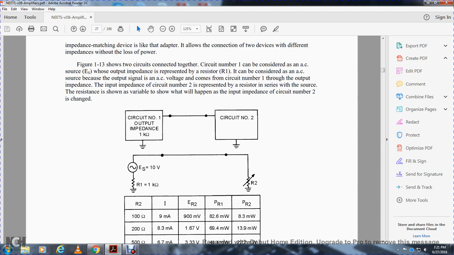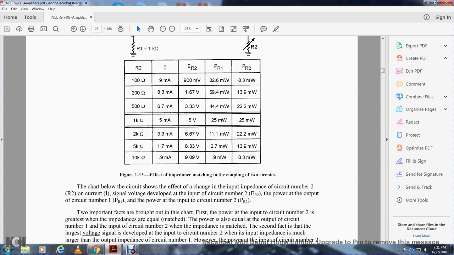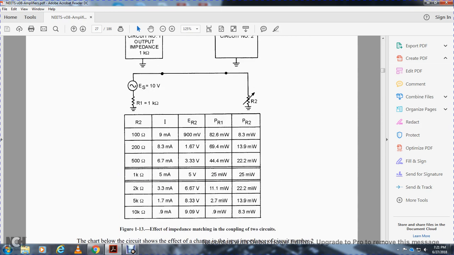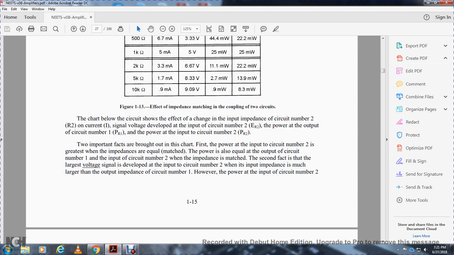Circuit number 1 has an output impedance of 1 kilohm, and the source voltage is 10 volts. Resistor 1 and resistor 2 are connected in the circuit. Then there is a chart showing impedance matching when coupling two circuits. The chart shows the effect of changing the input impedance of circuit number 2, resistor 2, along with the current in the circuit, the signal voltage developed at the input of circuit number 2 across resistor 2, the power in resistor 1 at the output of circuit number 1, and the power in resistor 2 at the input of circuit number 2.